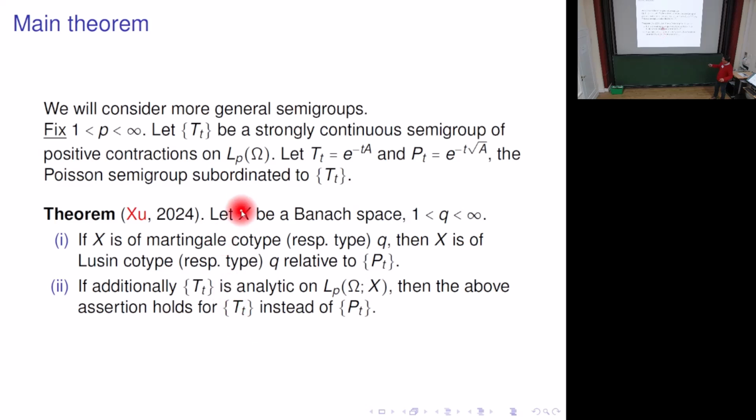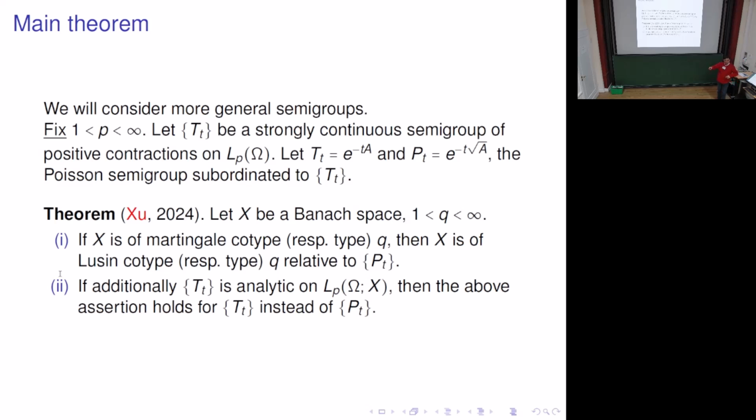So this is the general result. For now, X is a Banach space, q is fixed, and our semigroup is also fixed on L^p. In this case, if X is of martingale cotype q, with Pisier type q, then X is of Riesz cotype q relative to this subordinated Poisson semigroup. This is true for any Banach space X and for any semigroup T_t.